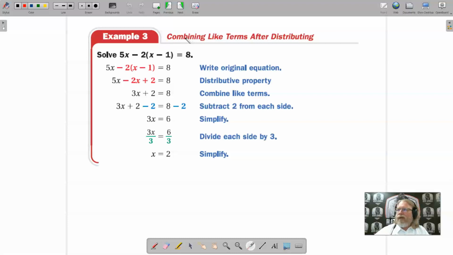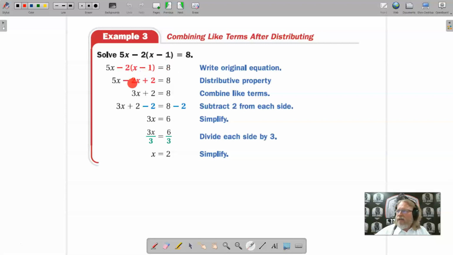On example 3 now, we're going to use combining like terms after distributing. So we see the parentheses here, and we realize, okay, we're going to have to do some distributing. And then we're also probably going to have to combine some like terms. So on the first one, let's rewrite the original equation. 5x minus 2 times the quantity of x minus 1 equals 8. This is a negative 2 here, so we're going to distribute that in.